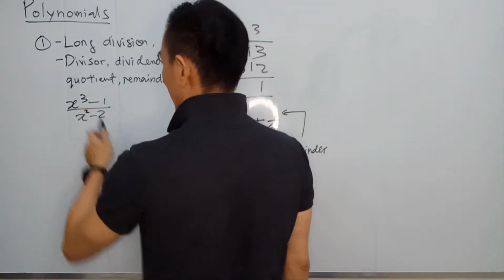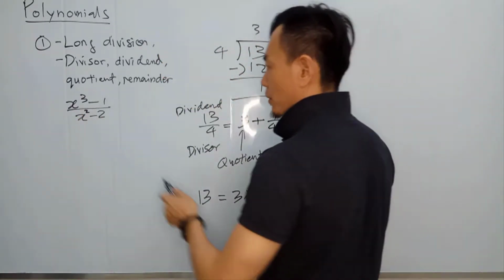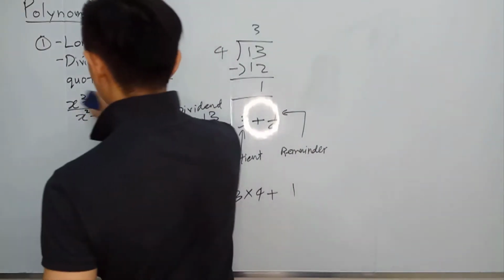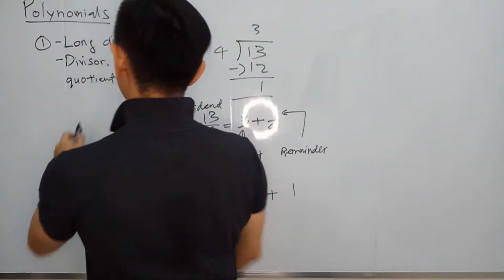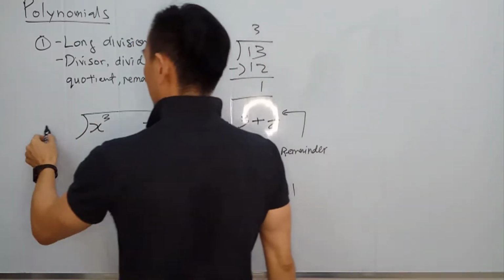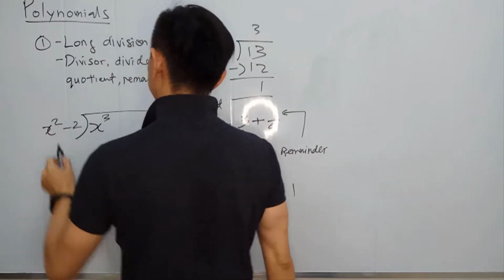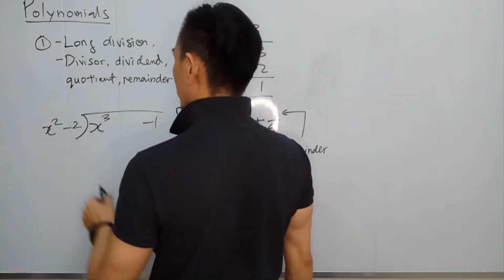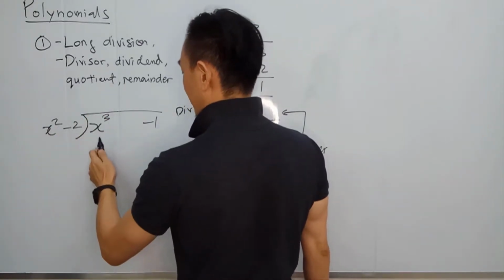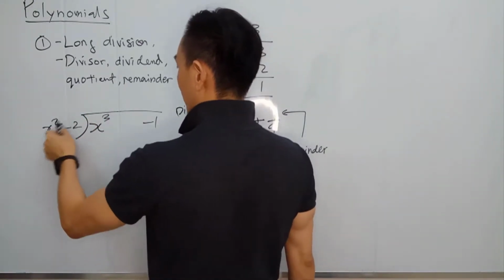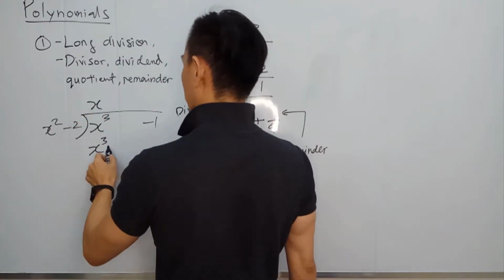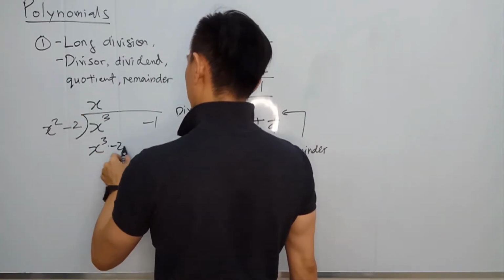We're going to do x cubed minus 1 divided by x squared minus 2. I'll just write it out in the long division form: x cubed minus 1 divided by x squared minus 2. So what you do is you multiply such that the first term that you get will be x cubed. So x squared times x is x cubed. But then the negative 2 also multiplies by the x and you have minus 2x.